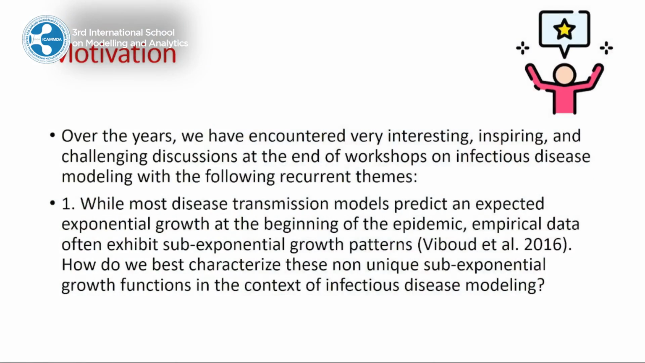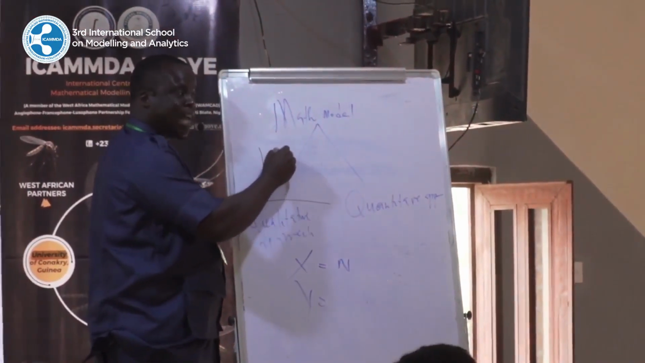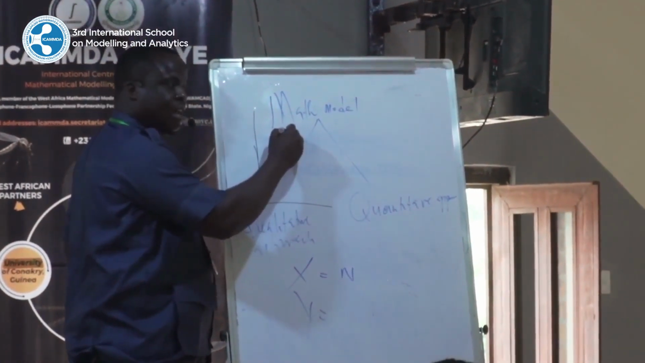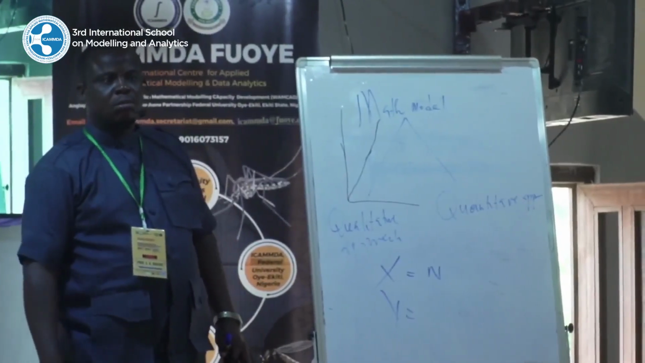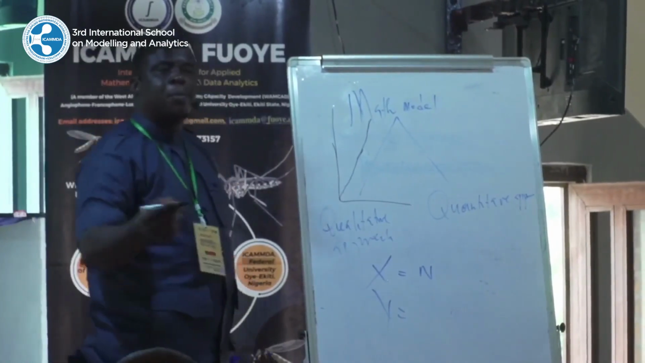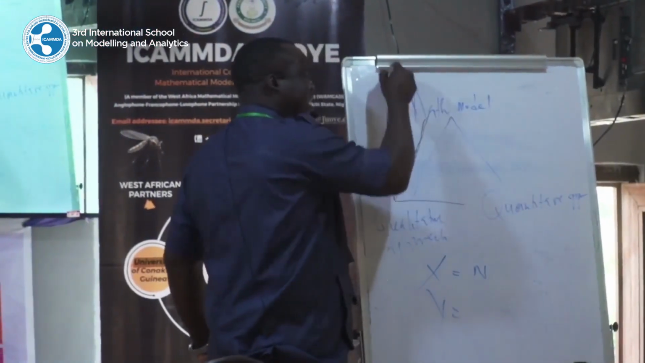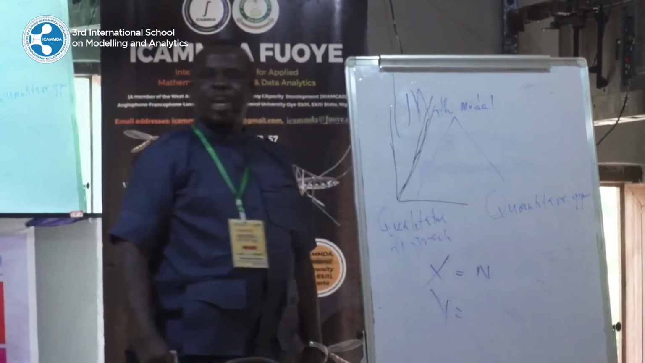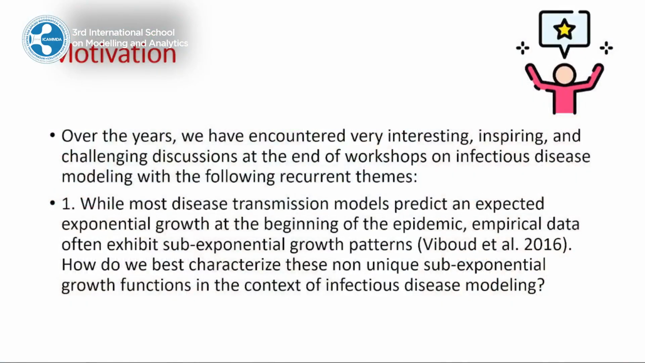So disease transmission models predict an expected exponential growth at the beginning of the epidemic. That was what I was showing yesterday. When an epidemic starts, it continues to grow like a velocity time graph. It's growing like this, and as it's growing, we don't know when it is going to come down. So the question the public health people are asking is, when is this growth that we are seeing going to come down? We are seeing an upward trend, so it means that a lot of people are being infected. The number of infected population is increasing exponentially.